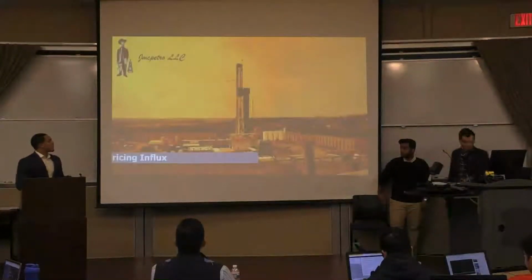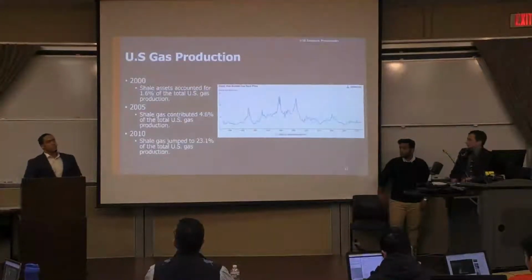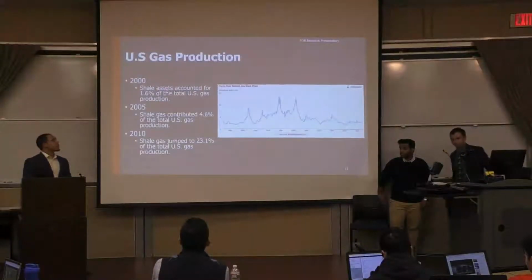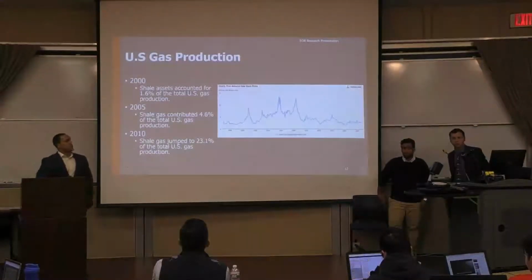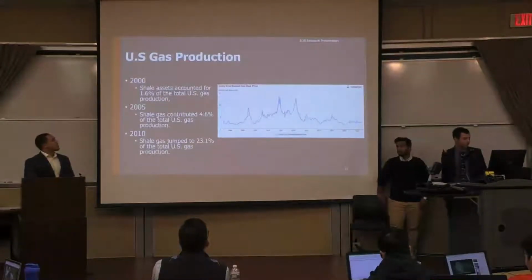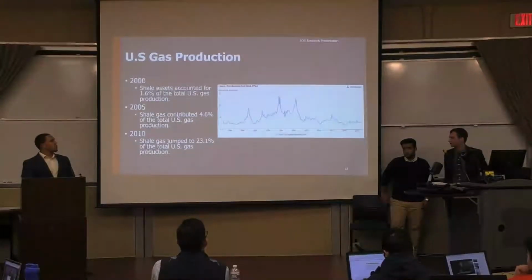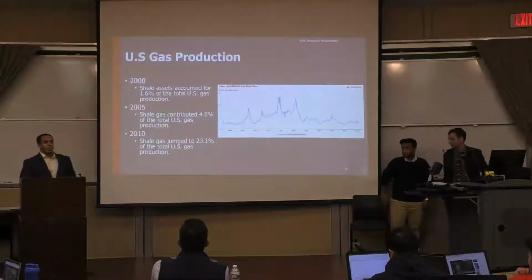With that, starting with pricing and flux, look at the chart on the right, which shows the natural gas price over the last 20 years. As you can see, from 2002 to about 2008, we had a large increase in the price of natural gas. Starting in 2002, our shale assets accounted for 1.6% of the total U.S. gas production. That increased in 2005 to 4.6%, and then again to 23.1% in 2010. As of 2017, according to the U.S. Energy Information Administration, it was up to 66% of the total U.S. gas production.